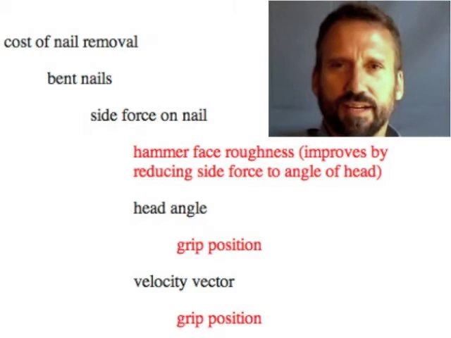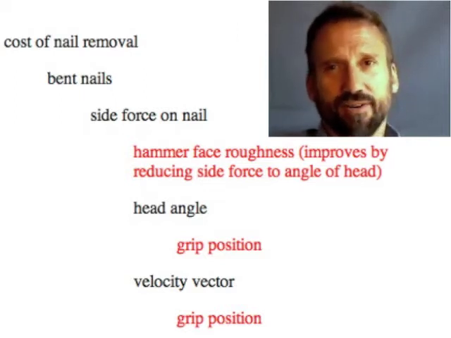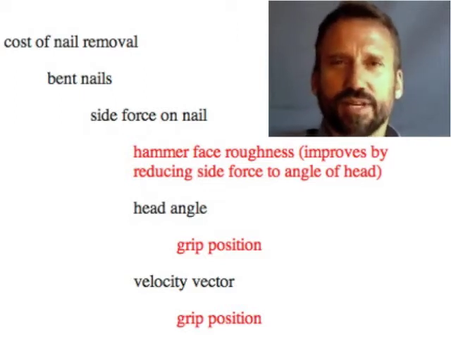For example, in the case of driving a nail, if we roughen the face of the hammer, perhaps by putting a crosshatch pattern on it, that will decrease the side force on the nail head when we are hitting the nail with a hammer that's slightly off angle. In order to show that on this diagram, we have to say all of that, which takes a lot of room and is kind of cumbersome.